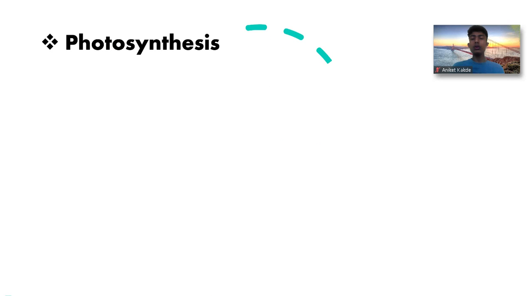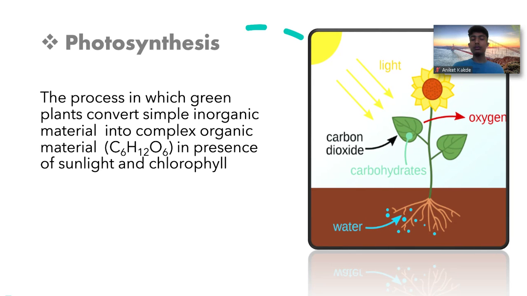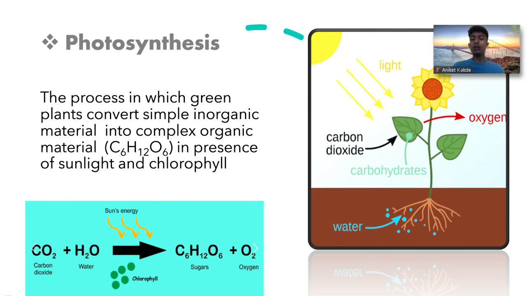Now we will see how plants prepare their food. The process in which green plants convert simple inorganic material into complex organic material, C6H12O6, in the presence of sunlight and chlorophyll is called photosynthesis. Photosynthesis is the process in which plants prepare their own food. We will see the reaction. CO2 plus H2O, in the presence of sunlight and chlorophyll, gives C6H12O6 plus O2.